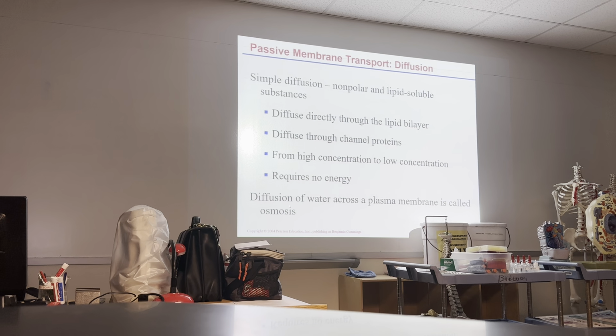Now diffusion, listen to this. Key word: diffusion of water. Diffusion of water, liquid, across the plasma membrane is called what? Osmosis. Osmosis. Put a star on that. And if there's a question that pertains to water moving from high concentration to low concentration, what is that? Osmosis. And it's a form of what type of transport?